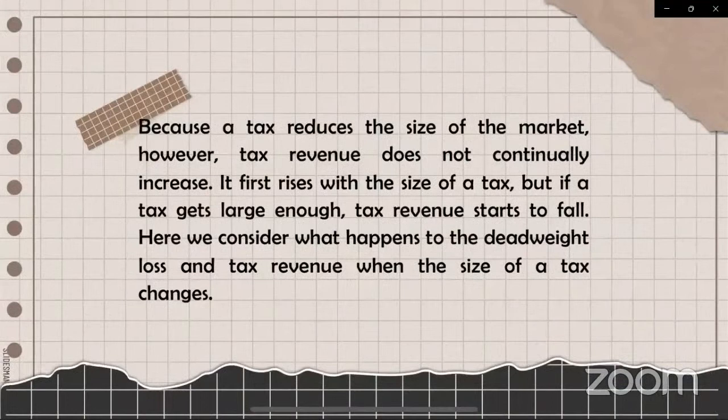Because a tax reduces the size of the market, however, tax revenue does not continually increase. It first rises with the size of a tax, but if a tax gets large enough, tax revenue starts to fall. Here we consider what happens to the deadweight loss and tax revenue when the size of a tax changes.